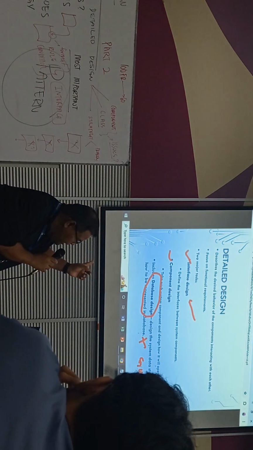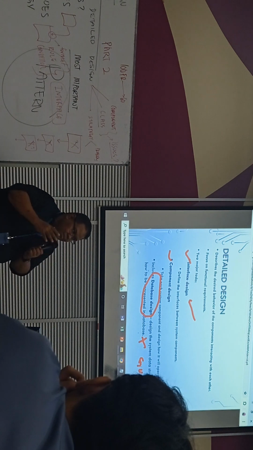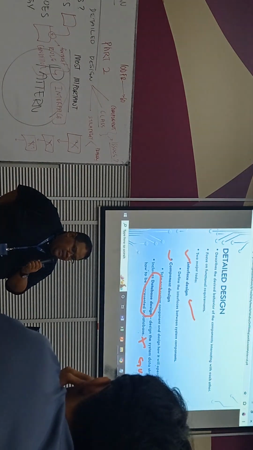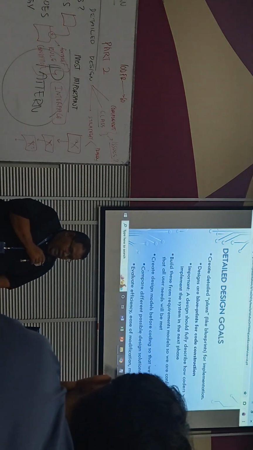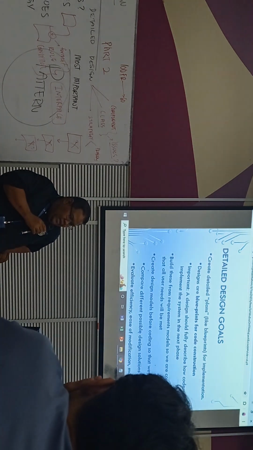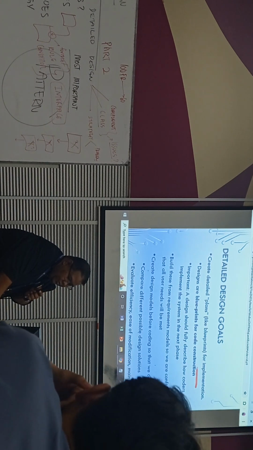So that's why interface design is so important, to make sure your work can be done smoothly and isolated from any unnecessary communication between team members. Okay, detail design goal. At the end of the day, why do we need detailed design? Number 1, as I said, we want to create a blueprint for code construction.